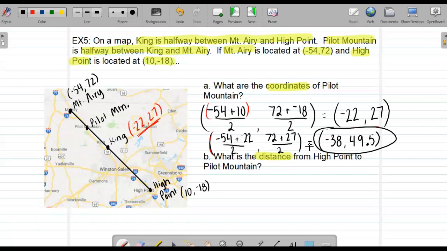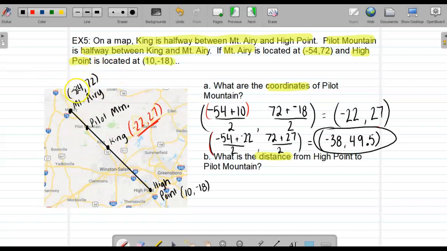What did you get? So what did you have set up? You have High Point and King? Yes. So what you found is probably about Winston-Salem. Because Pilot Mountain's halfway between Mount Airy and King, you have to use that point for Mount Airy there.